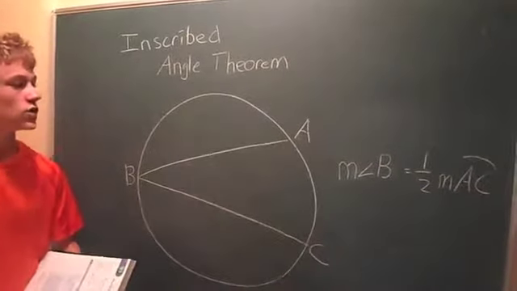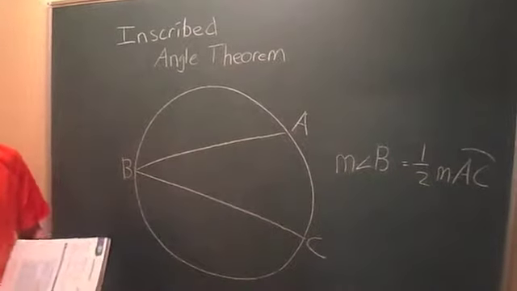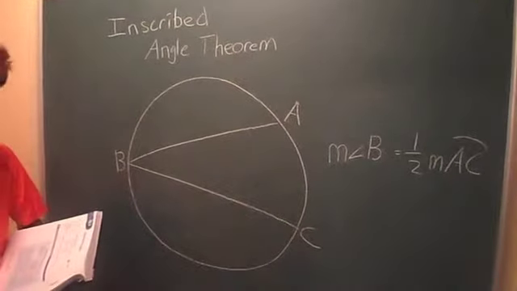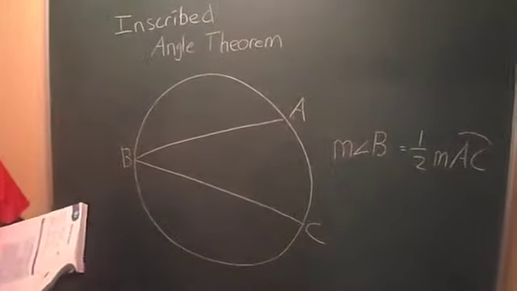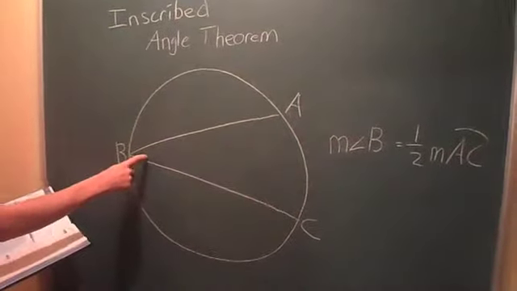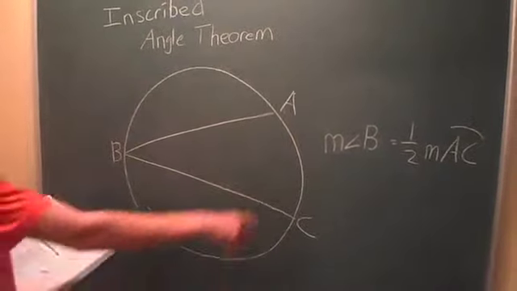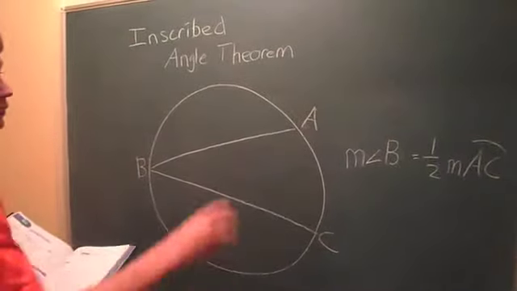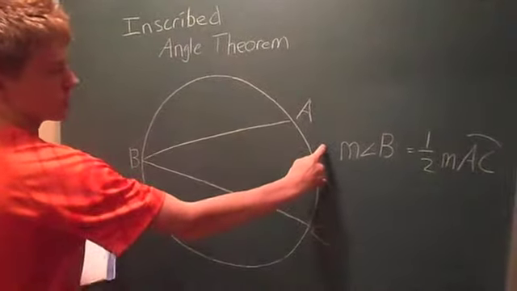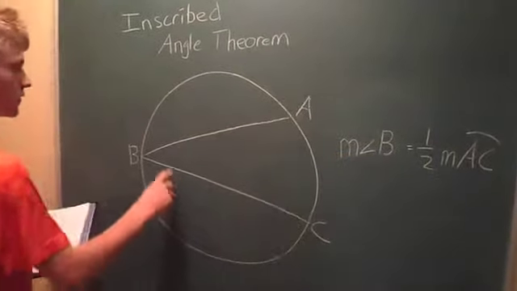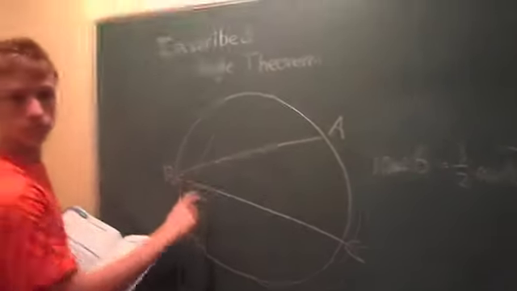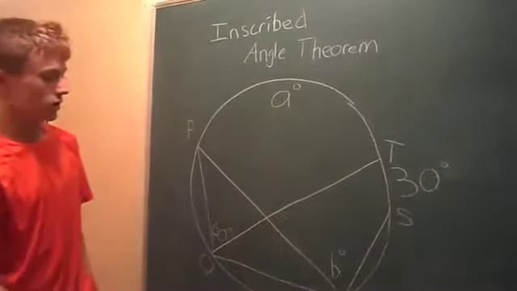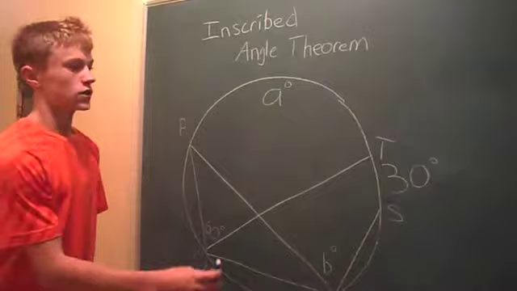Now we see our first theorem come into play, Theorem 12.9, the inscribed angle theorem. It states that the measure of angle B is half of the measure of arc AC. So if arc AC were 100, since the measure of angle B is half of that, it would be 50.